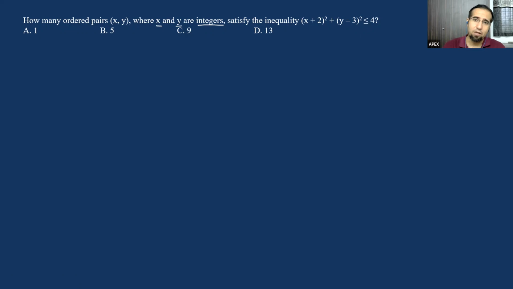Because when the question says that the numbers are integers, you need to understand that x plus 2 becomes an integer here. So (x plus 2) whole square becomes an integer. Clear? Similarly, (y minus 3) whole square also becomes an integer. So integer square and integer square, that means I'm looking at the sum of two perfect squares less than or equal to 4. And the best part is the question is not asking me the values of x and y, whereas we just need to know how many values of x and y are possible.